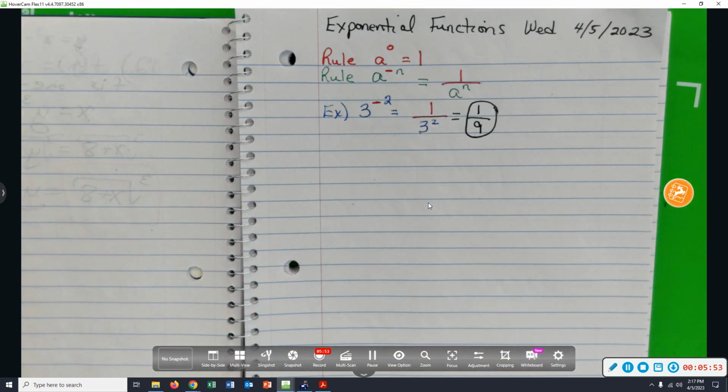And that's just an example. That's the answer they'll expect. Having seen that, could you tell me what 4 to the negative 2 would be? 1 over 16, right.